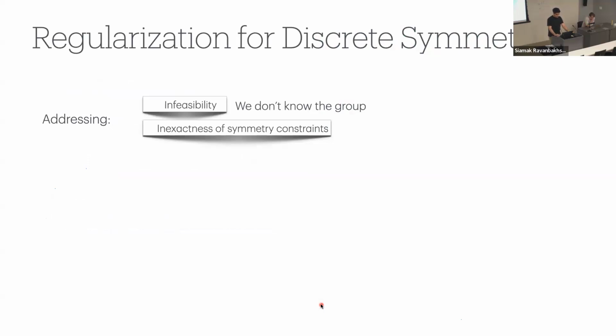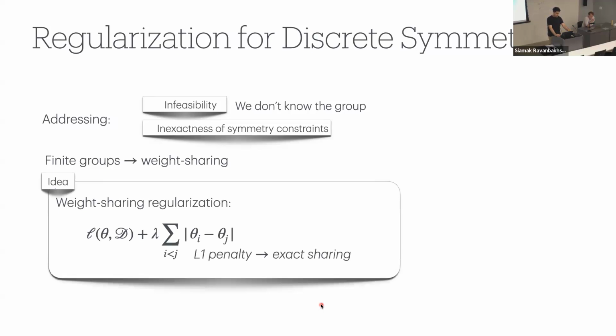What you could do is the following. You can use the knowledge that if you have a finite symmetry, then that leads to weight sharing in the corresponding equivariant network. So you could directly regularize the model to have weight sharing, meaning that whatever your original training loss was, you just add this regularization penalty, the same as you do for sparsity. But here you're encouraging the weights of your network to be the same. And you have L1 regularization, meaning that you want to have exact sharing. So this idea has been in the air.